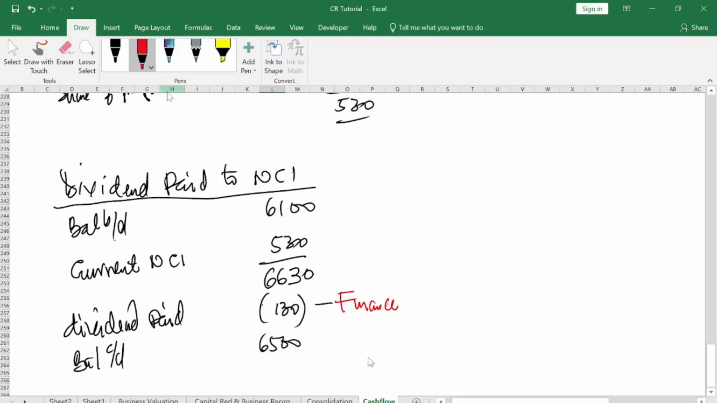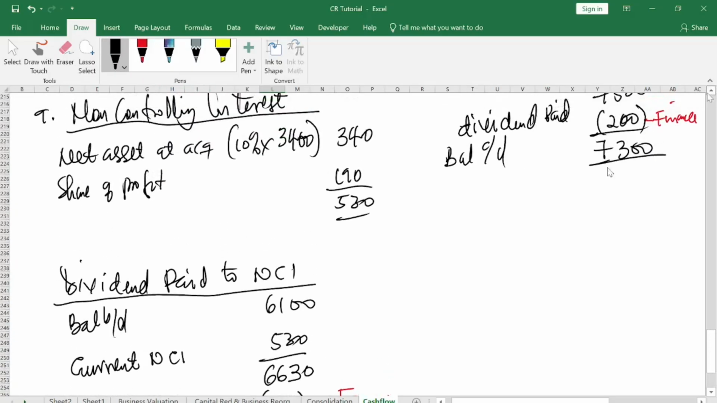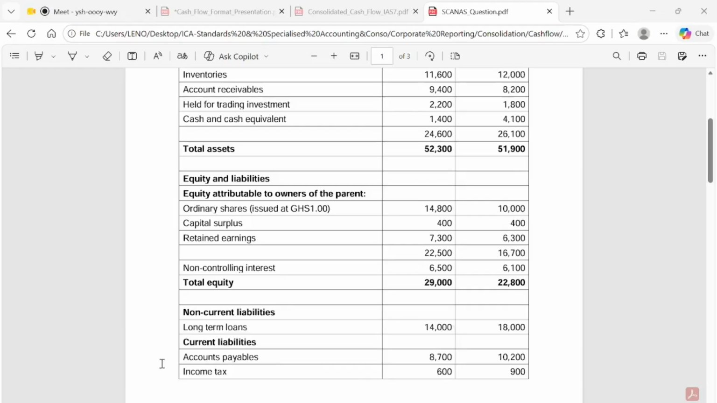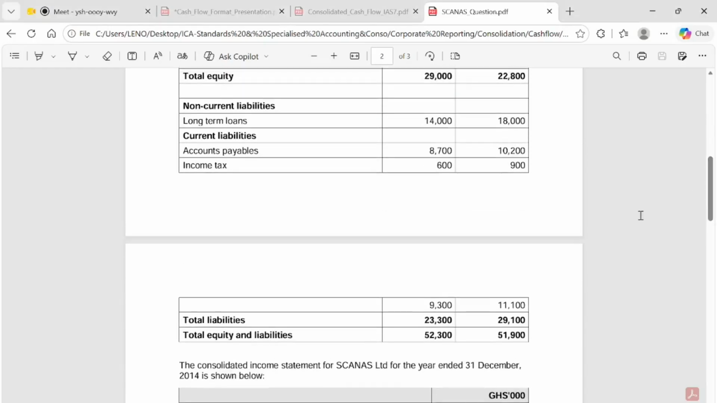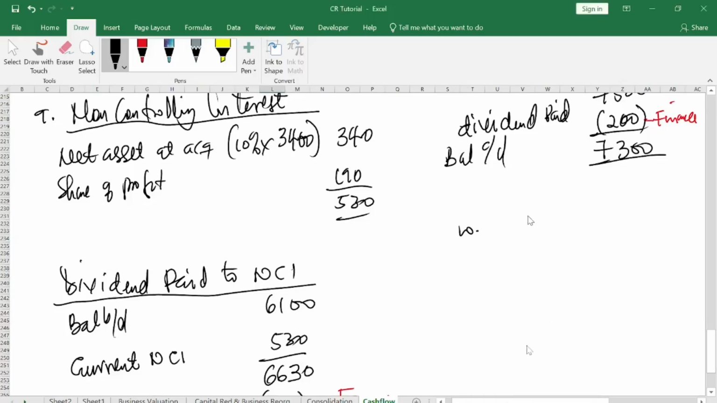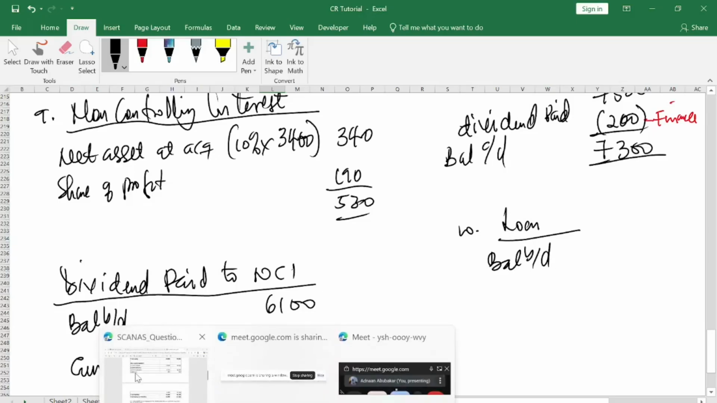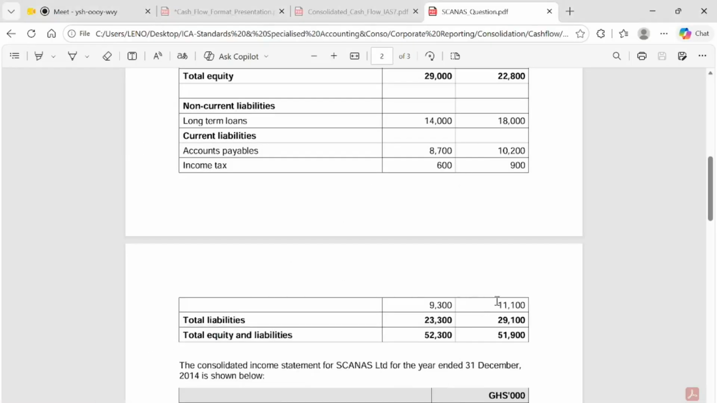The next one, we are going to non-current liability, which is the tenth one, right? What can you see? Long-term loan. So you have loan, balance brought down. Loan is how much? 18,400.